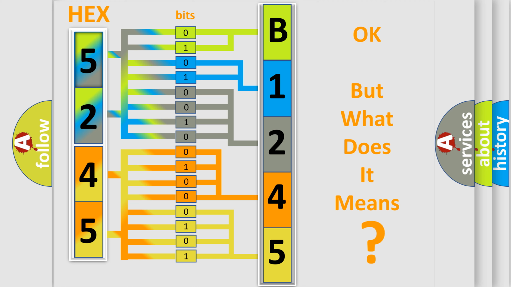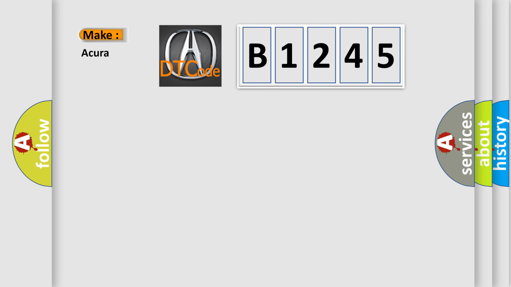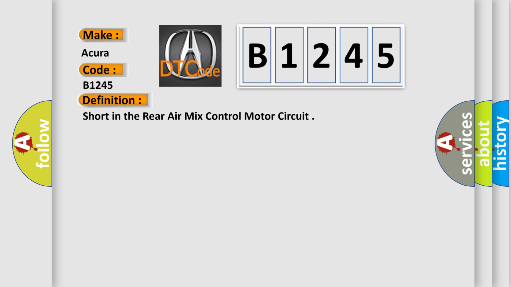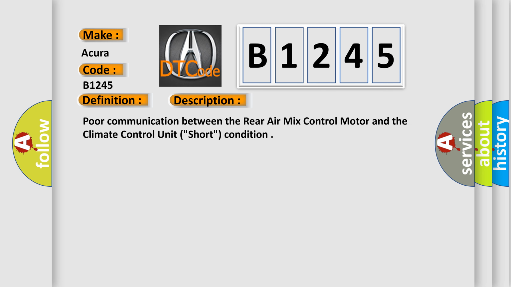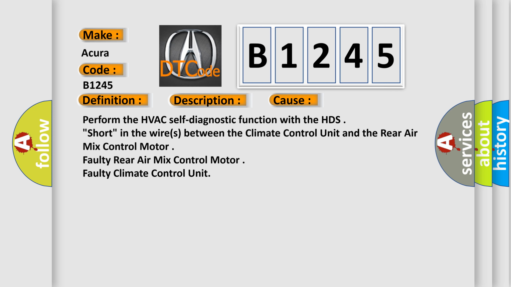The number itself does not make sense to us if we cannot assign information to what it actually expresses. So, what does the Diagnostic Trouble Code B1245 interpret specifically for Acura car manufacturers? The basic definition is short in the rear air mix control motor circuit. And now this is a short description of this DTC code. Poor communication between the rear air mix control motor and the climate control unit, short condition.